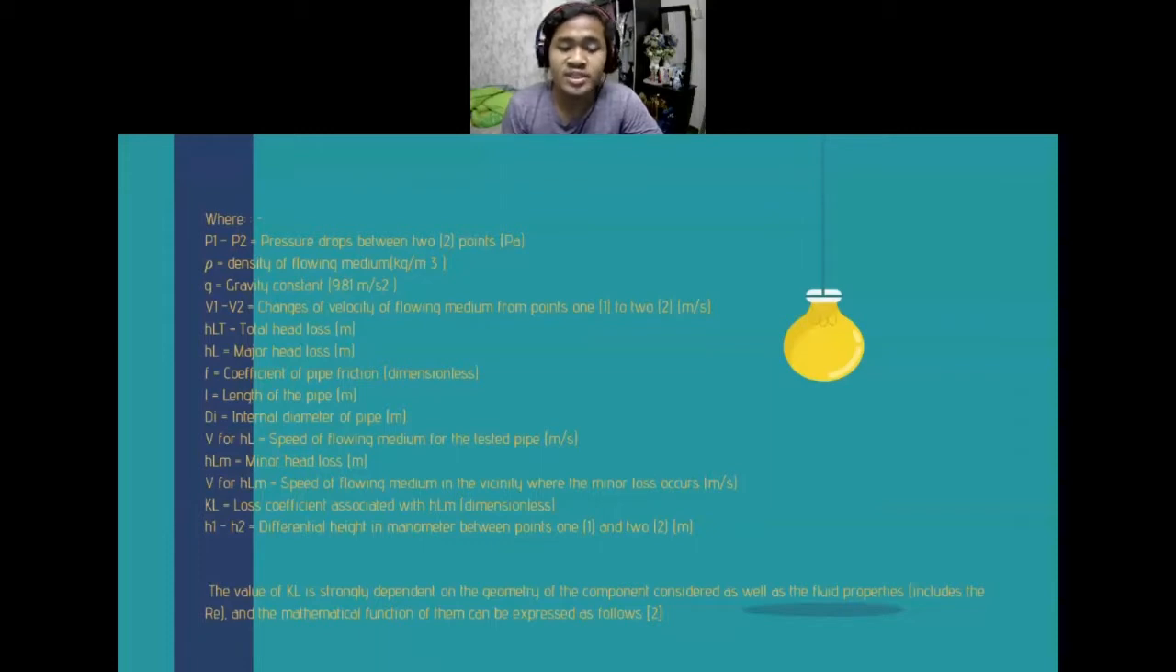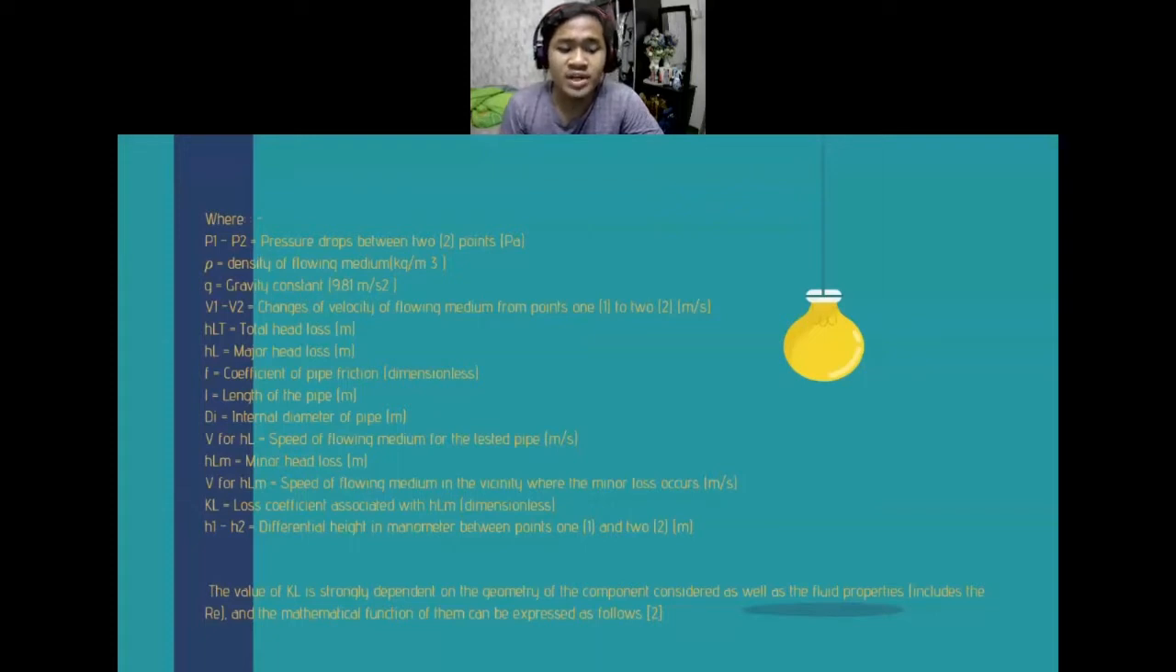Di equals internal diameter of the pipe in meter. V for HL equals speed of the flowing medium for the test pipe in meter per second. HLM equals minor head loss in meter. V for HLM is the speed of the flowing medium in the vicinity where the minor loss occurs in meter per second. KL equals loss coefficient associated with HLM, dimensionless. H1 minus H2 equals differential height in the manometer between point 1 and point 2 in meter.